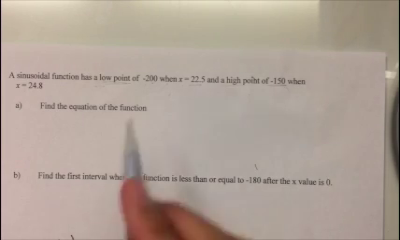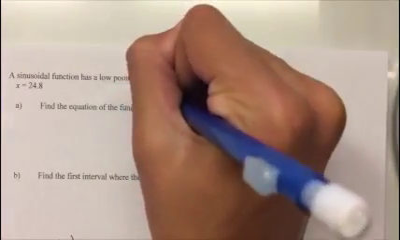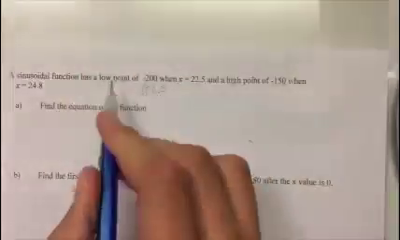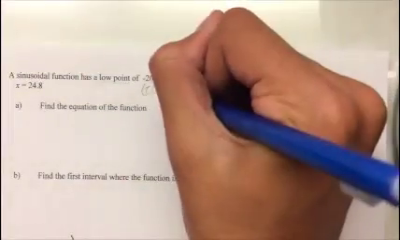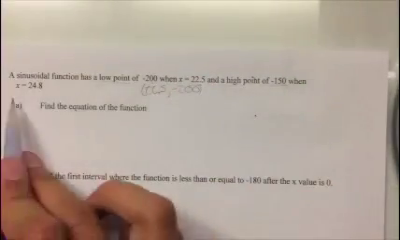So we can use all these numbers to create a coordinate point for the low point and another coordinate point for the high point. We take the x value, the 22.5, and put it in for the x, and we take the low point, which is the y, and put it in for the y value. And then we do the same for these numbers as well.